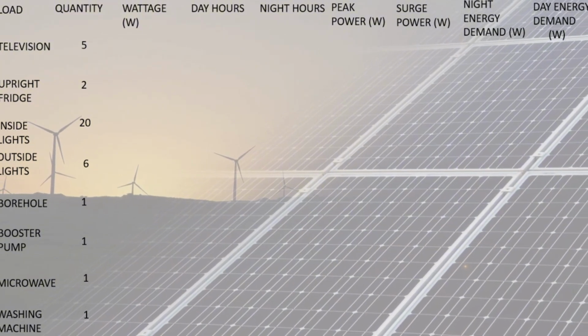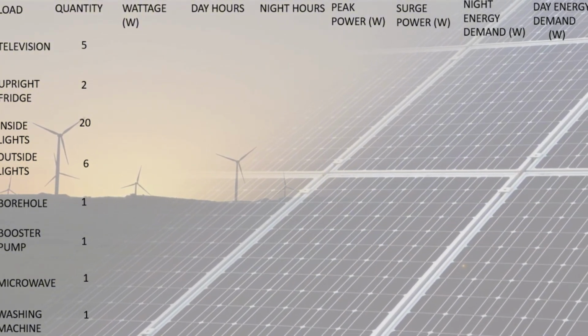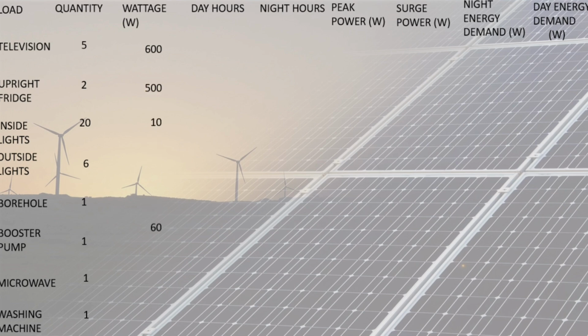And for those devices we have the following wattage or rated power: televisions at 600 watts, upright fridge 500, inside lights 10, outside lights 60, borehole pump 750, our booster pump 400, microwave 1500, and lastly our washing machine 400. This is given by the question.